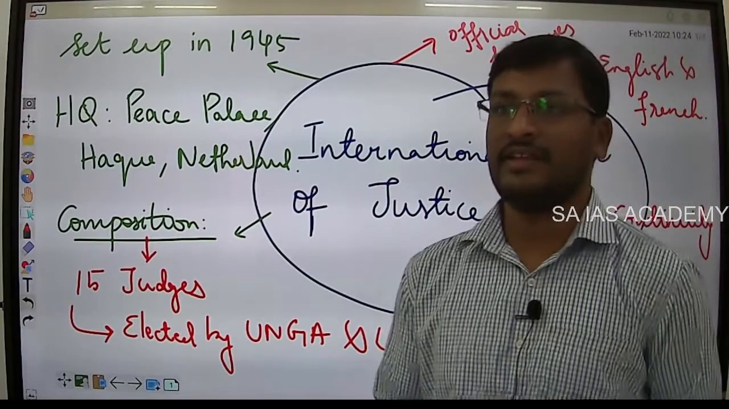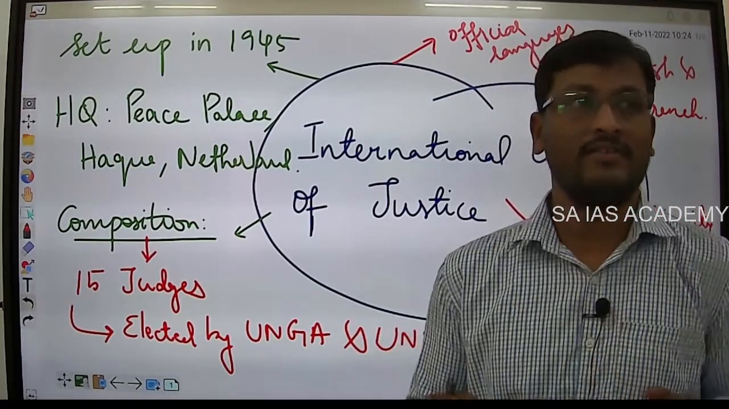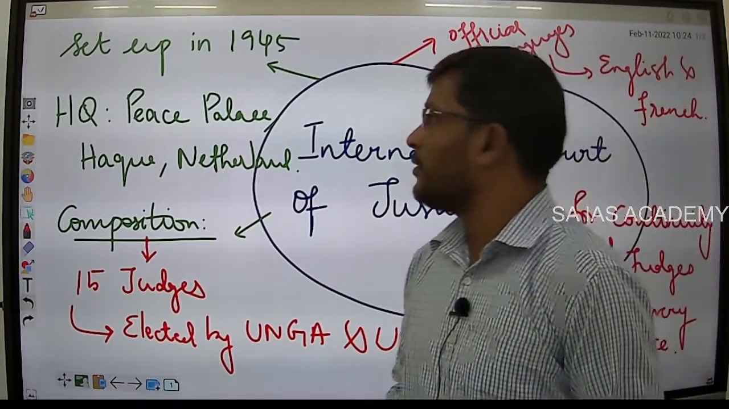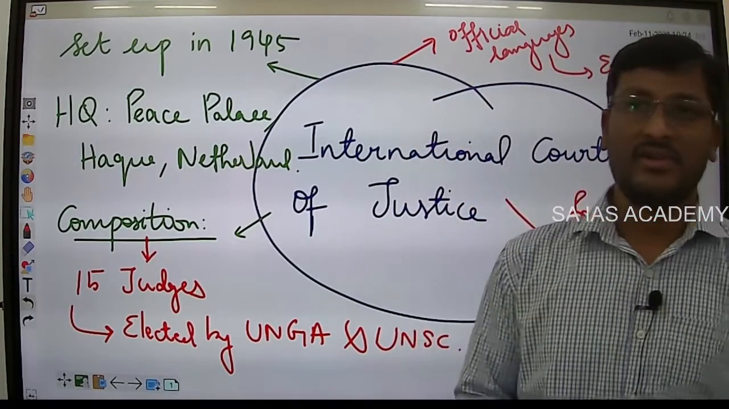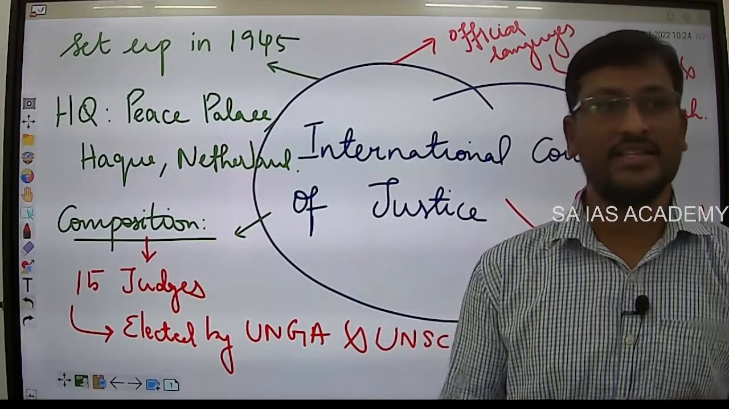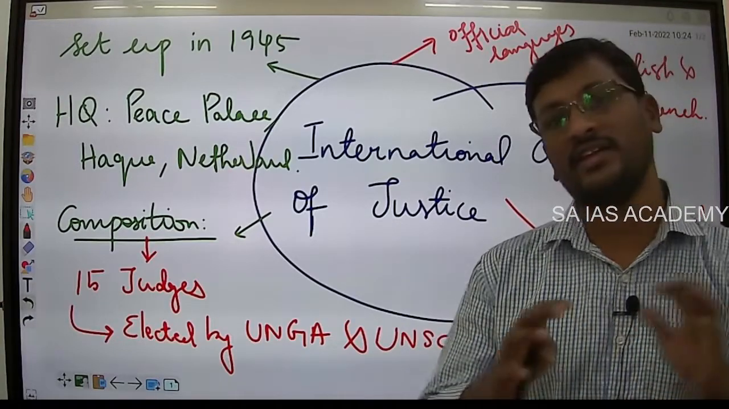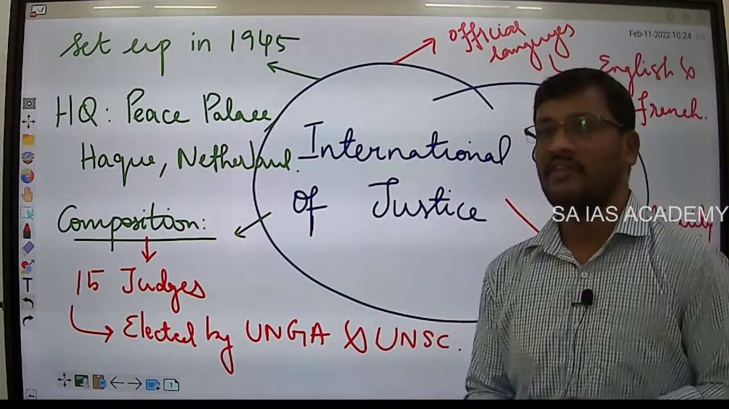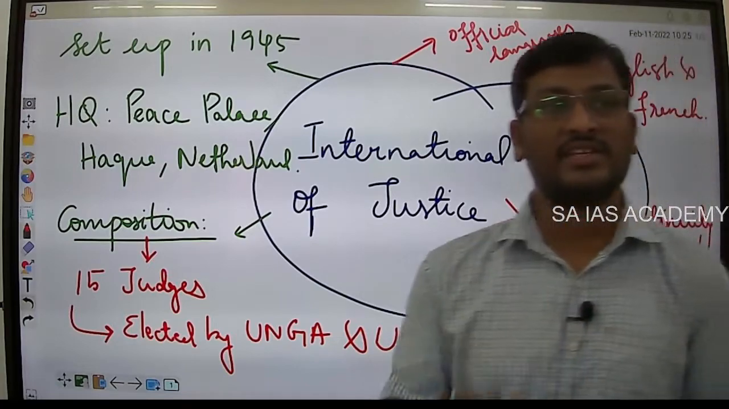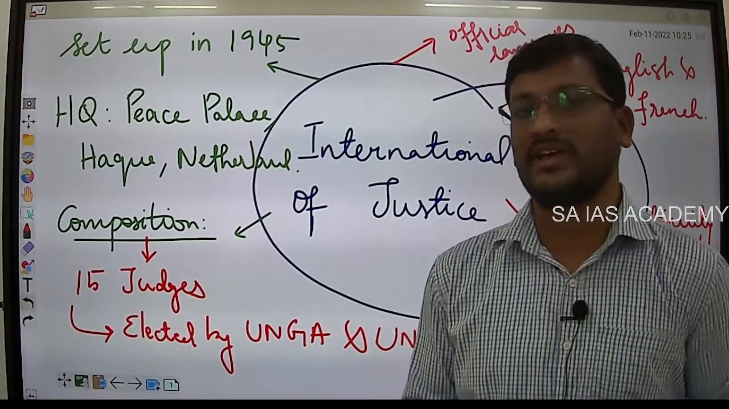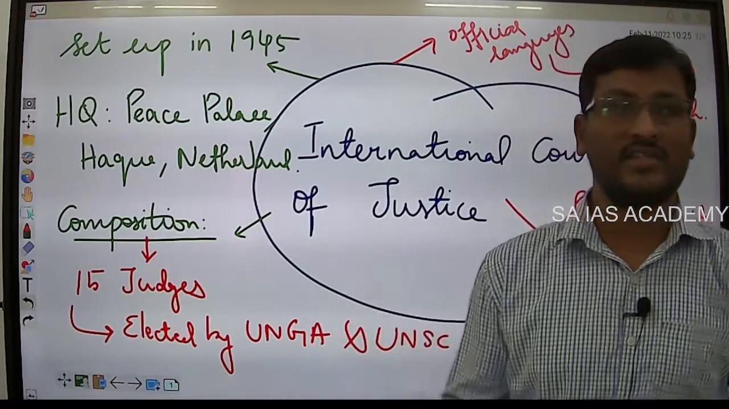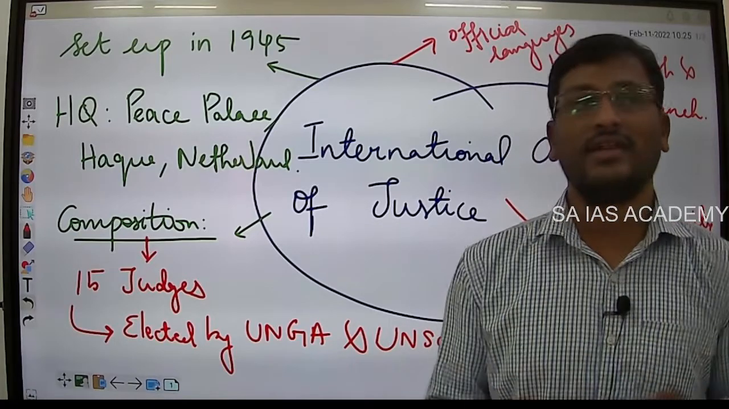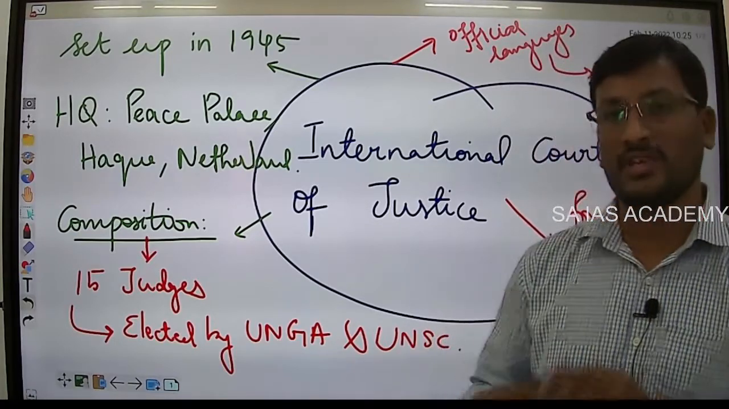As usual, when the UNO was created in 1945, its headquarters was set up in the Peace Palace, Hague, in the Netherlands. Other specialized organizations or agencies are located in New York or other places within the USA, but this principal organ is located in the Netherlands. The composition is 15 judges, elected with regional representation, for example from Africa, Asia and Europe. So for giving regional representation in each continent, a few judges are usually elected.